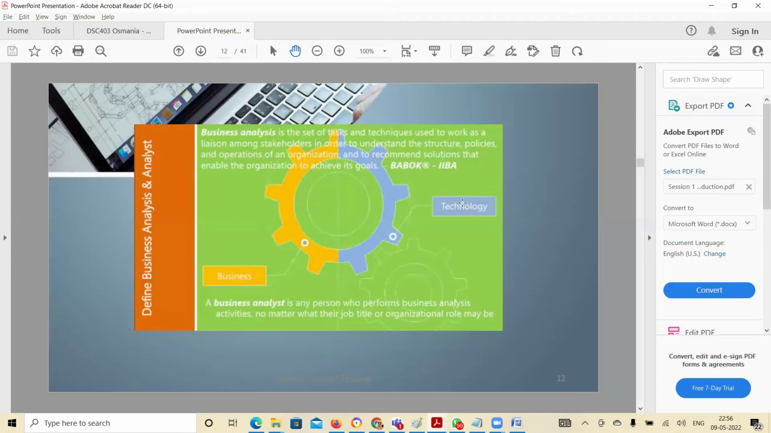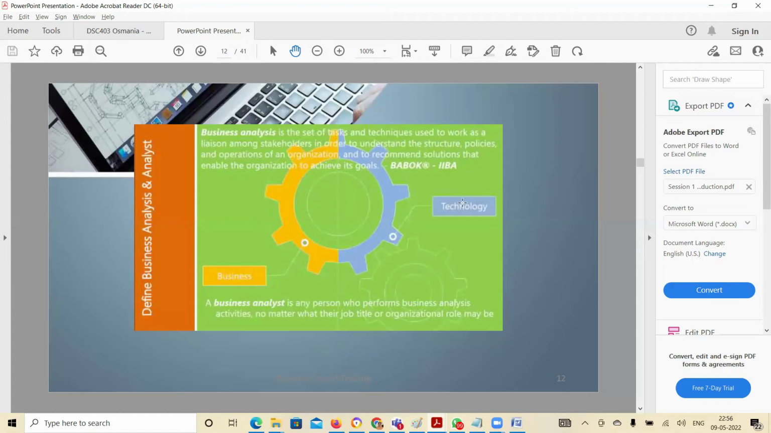An important part is that when you recommend a solution, it has to be approved by your project manager, because you cannot recommend a solution that is not suitable for the team. When you recommend a solution, you also have to make sure that your technical team understands and gives you the go-ahead, because ultimately they are going to develop it. So you recommend a solution which will help the company achieve its goals. This is the textbook definition of business analysis. What we have to remember are the components: tools and techniques, the stakeholders and their requirements, structure, policies, and then recommending a solution so that the objectives are met.